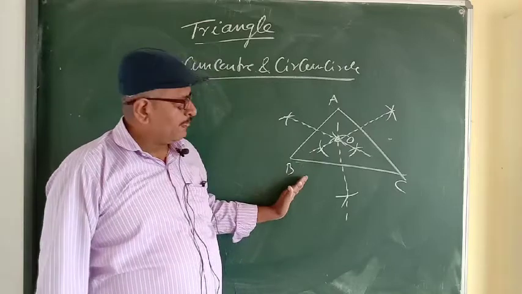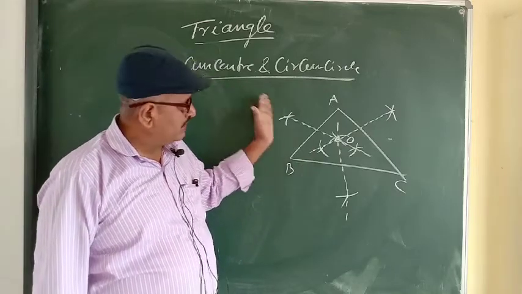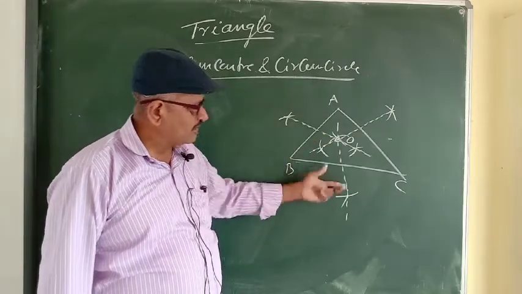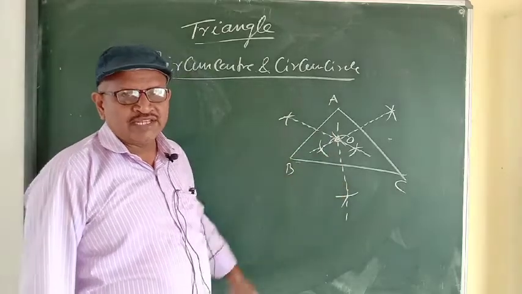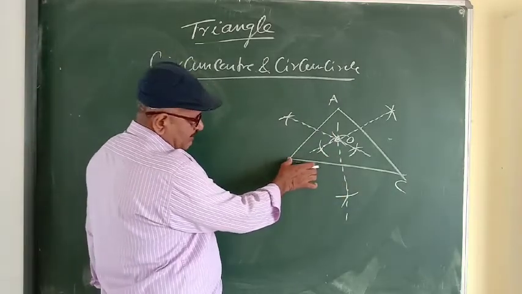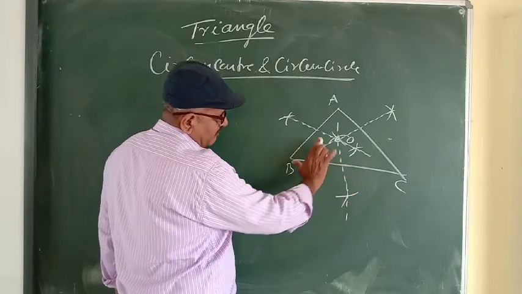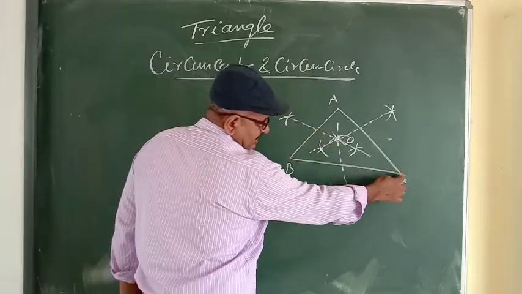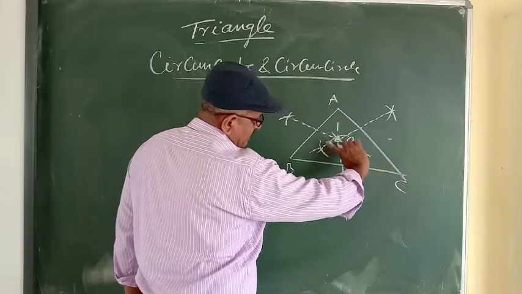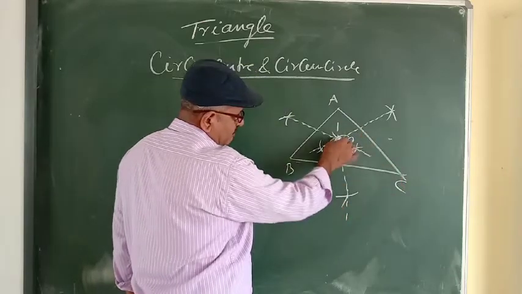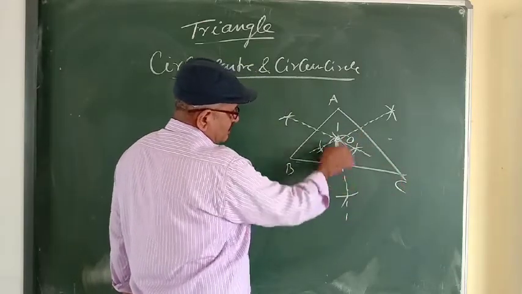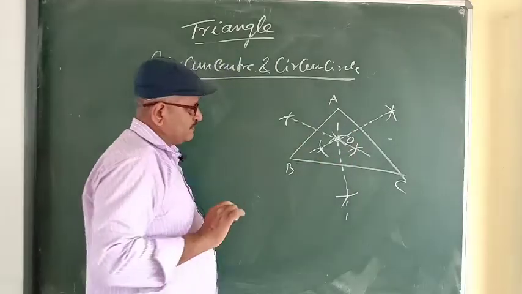So listen again. To find circumcenter, we will draw the perpendicular bisector of BC. You know how to bisect a side BC? Taking B as center, more than half of the radius, we will draw one arc downside, one arc upside. With the same radius, take C as center. Draw one arc upside and downside. Both arcs cut at these two points, joining by dotted lines.